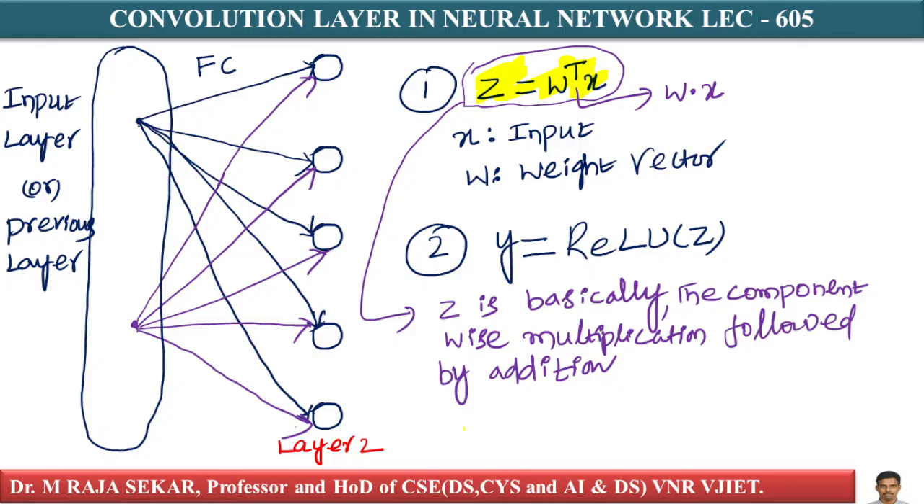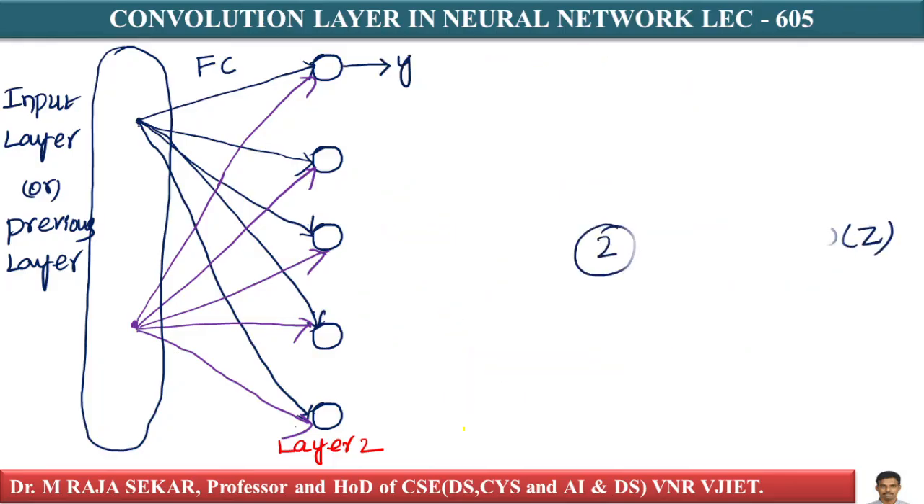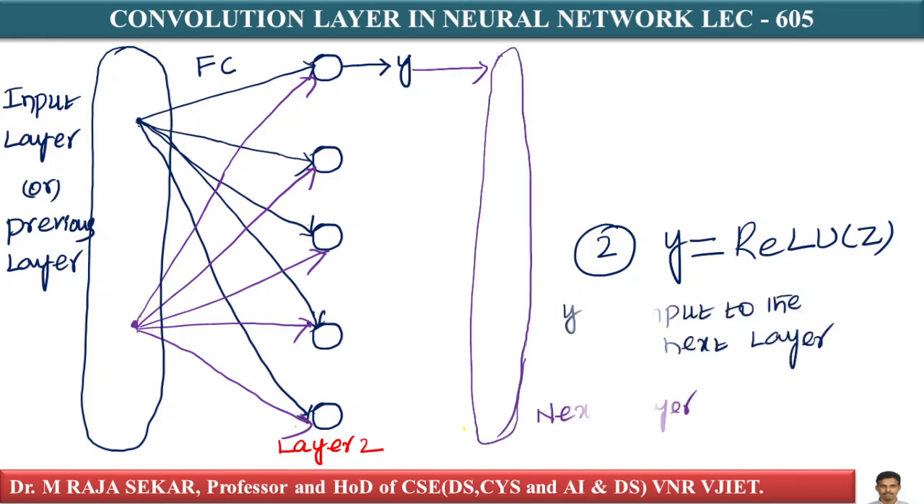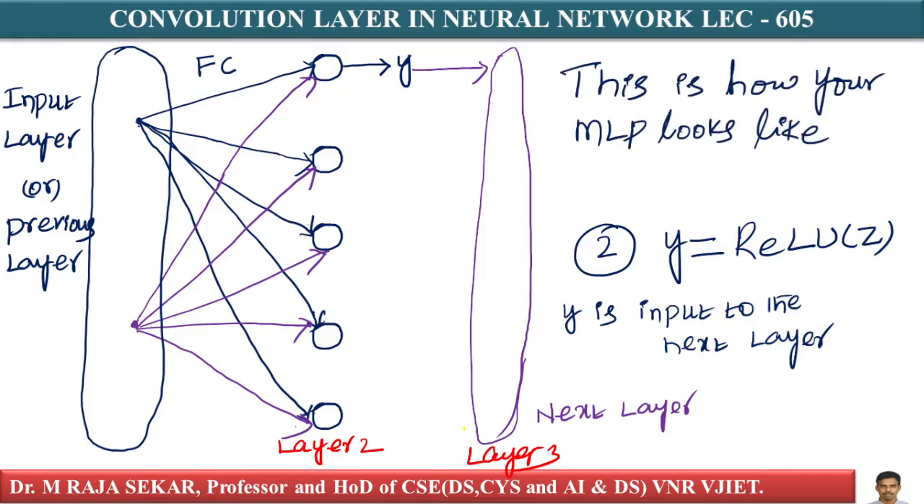Then it becomes Y. Y equal to ReLU of Z. This becomes input to the next layer. Y is nothing but ReLU on Z, and this Y is input to the next layer, which I can say is layer 3. This is how your multi-layer perceptron looks like.